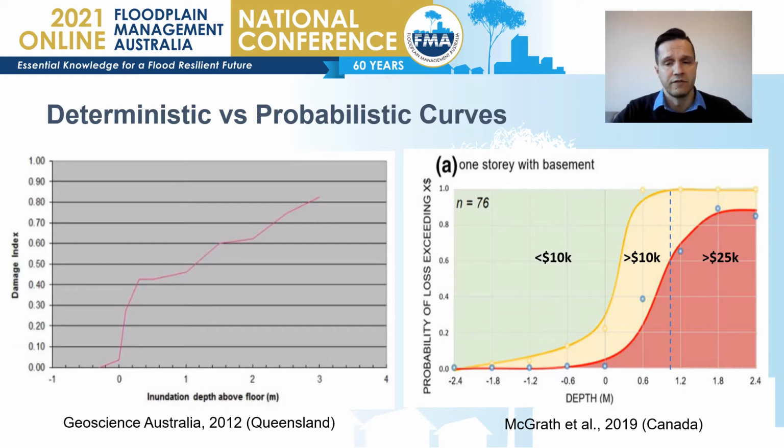On the other hand, and you have an example on the right, probabilistic curves encapsulate this variability by showing the probability that a given damage state will be reached or exceeded in response to a given flood depth in this case. So, for example, if you look at the blue dotted line on the right, that corresponds to a building which has a probability of about 60% to have a damage above $25,000 and 40% to have a damage between $10,000 and $25,000.